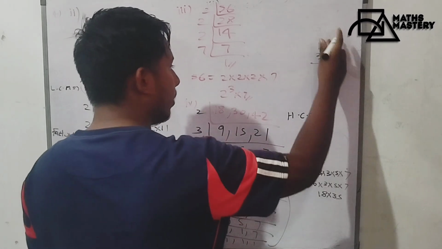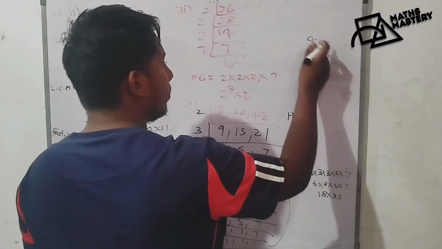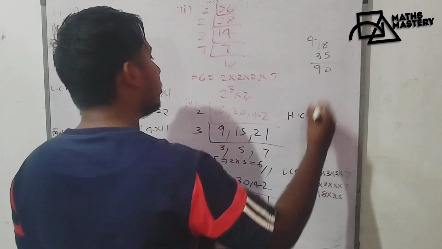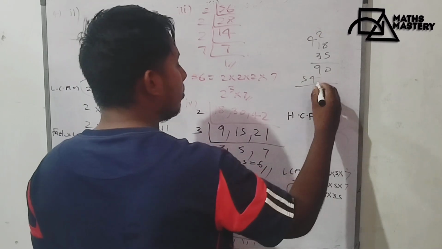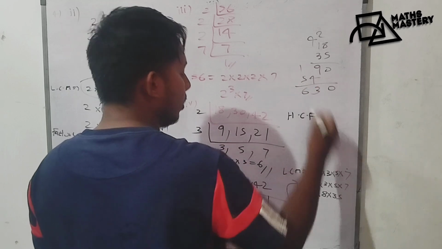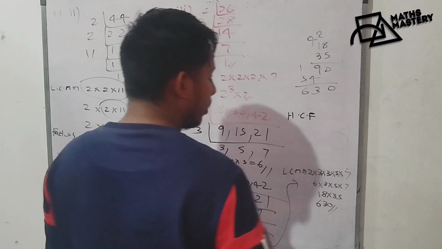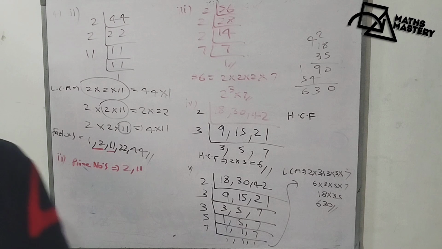18 multiplied by 35. 8 times 5, 40. 5 times 1, 5. 5 plus 4, 9. 8 times 3 is 24. 3 times 1, 3. 3 plus 2, 5. So 0. 9 plus 4, the answer is 13. 5 plus 1, 6. So the final answer is 630. Okay.